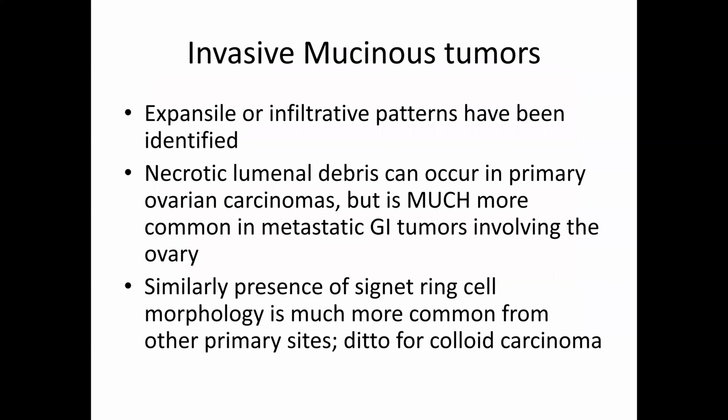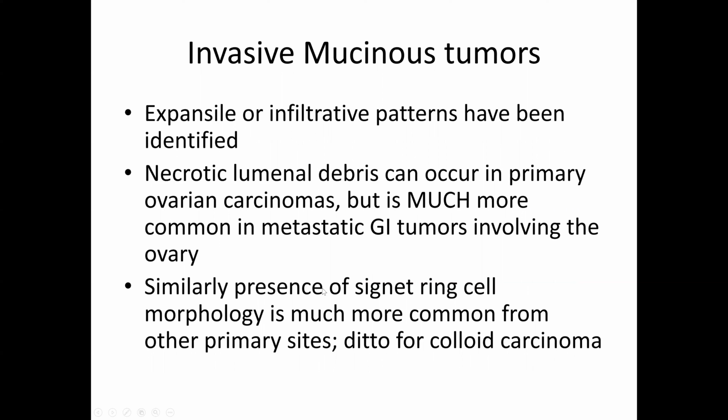So invasive mucinous tumors can have either of these patterns of invasion, infiltrative or expansile. Sometimes necrotic luminal debris is a marker for this type of process, but it's certainly much more frequently found in metastatic tumors that involve the ovary. So if you see a lot of dirty lumina, dark and dirty, as we say, then you should think, could this be a metastatic tumor?